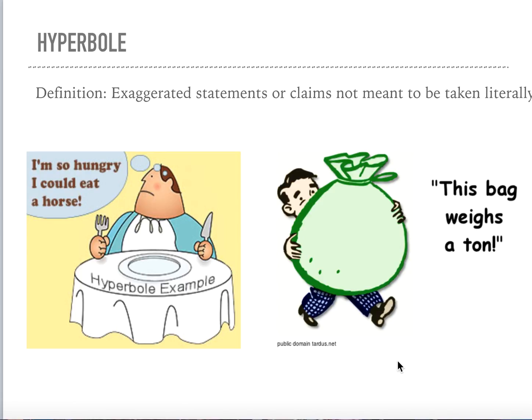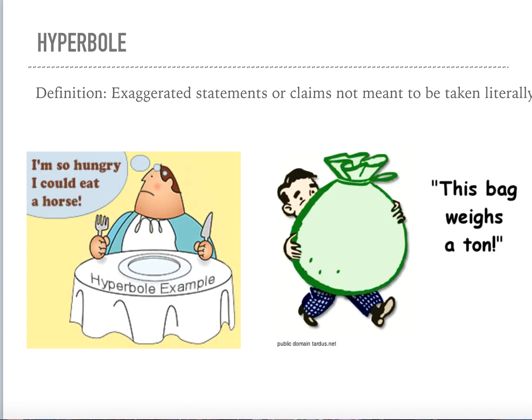But what's really cool about literature and about the English language is we can convey how we feel using words without actually saying what we mean. So we could say, "Oh, this bag weighs a ton." In reality, someone could just say, "This bag is so heavy." But by saying this bag weighs a ton, you're conveying that the bag is really heavy, and you're making it more descriptive for the person you're with. So again, a hyperbole is an exaggerated statement or claim not meant to be taken literally.